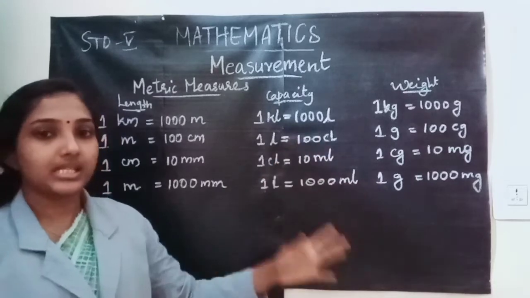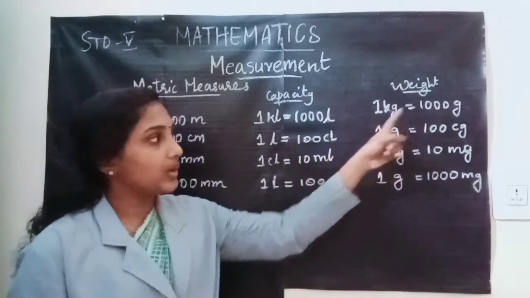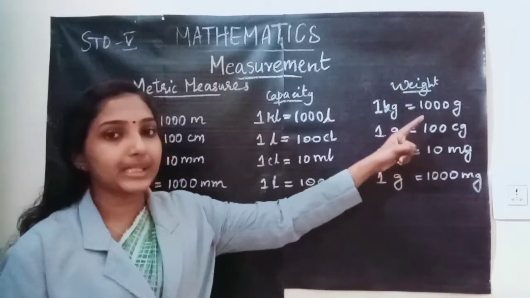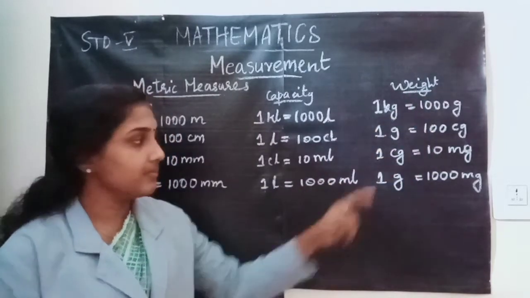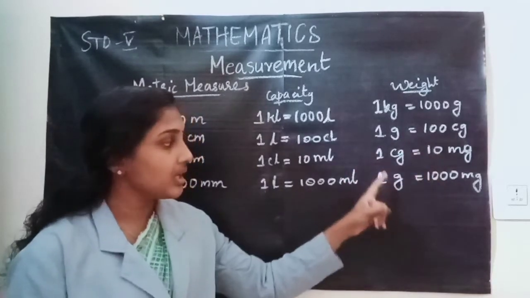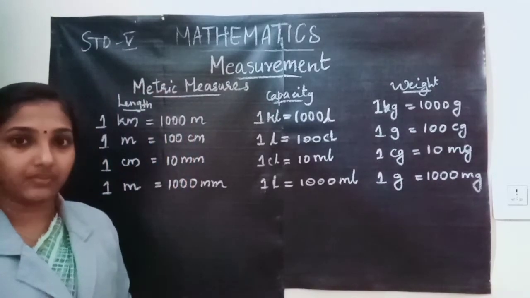Okay. Next, coming to the measurement of weight. Here also 1 kilogram is equal to 1000 gram. 1 gram is equal to 100 centigram. 1 centigram is equal to 10 milligram. And 1 gram is equal to 1000 milligram, right?